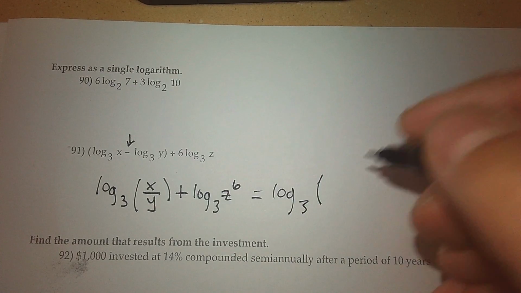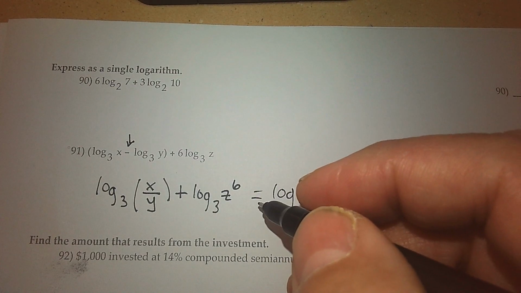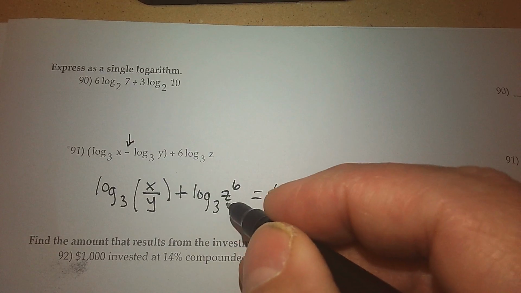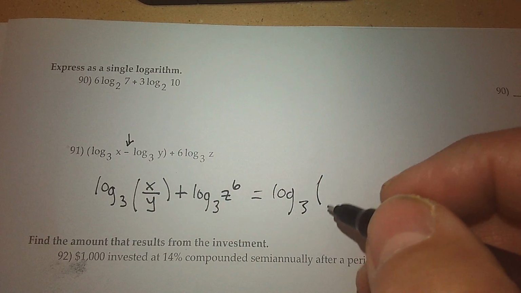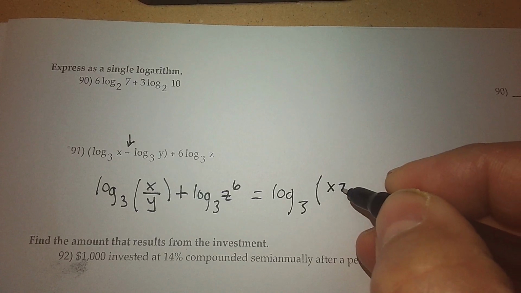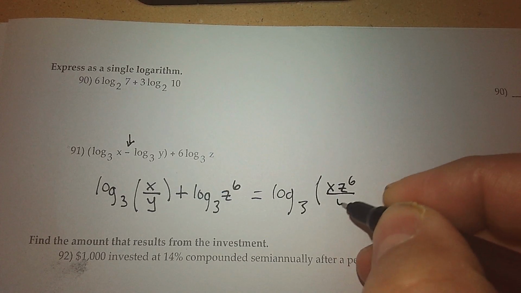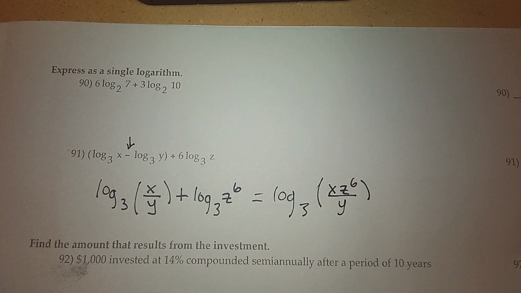And when I multiply them together, see the fraction? Think of it as a 1 underneath z to the 6. In other words, the x and the z to the 6 multiply, and then the denominator is y when you multiply them together.